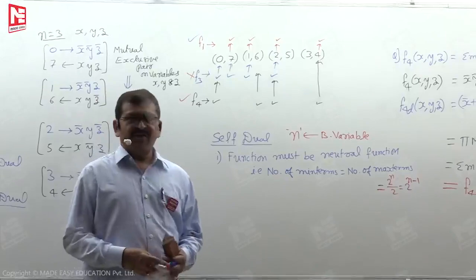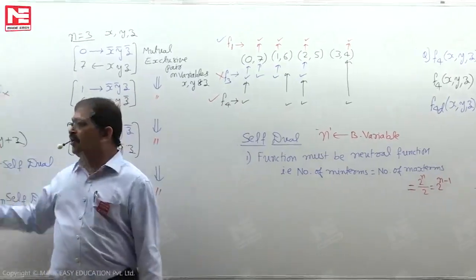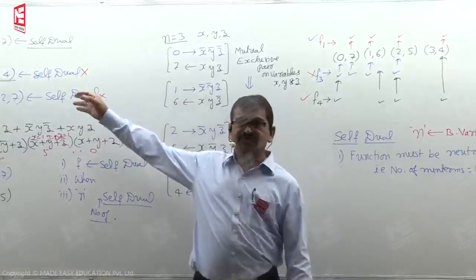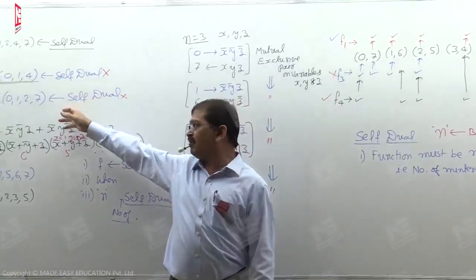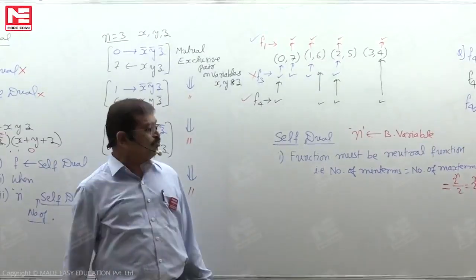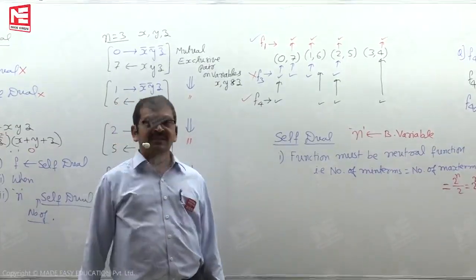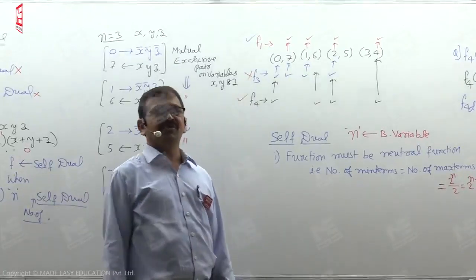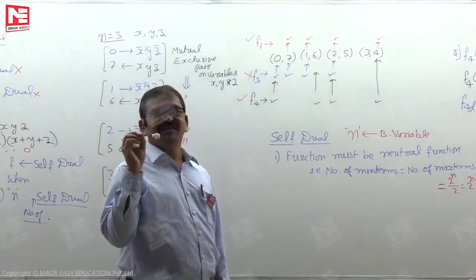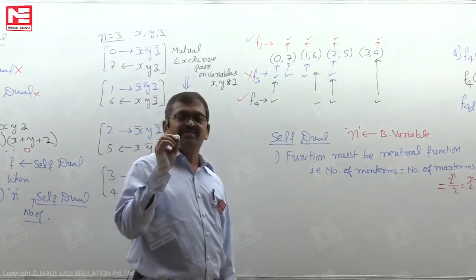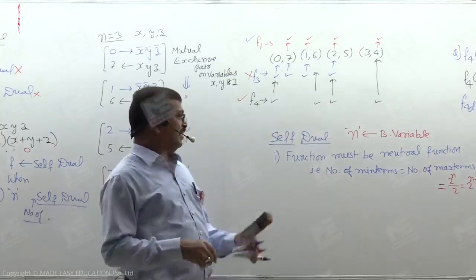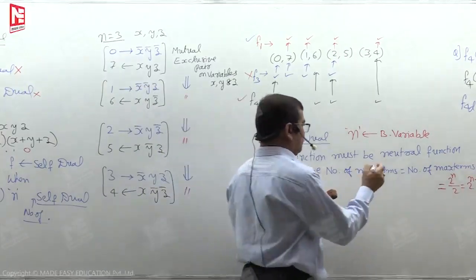As and when we have a function that is not following the rule of 2 to the power of n by 2, then definitely the function is not possible to be a self-real function. So when we want to check whether a function is a self-real function, first we identify whether the number of minterms in the given function is equal to the number of maxterms, or equivalently, we check whether the function is a neutral function or not.